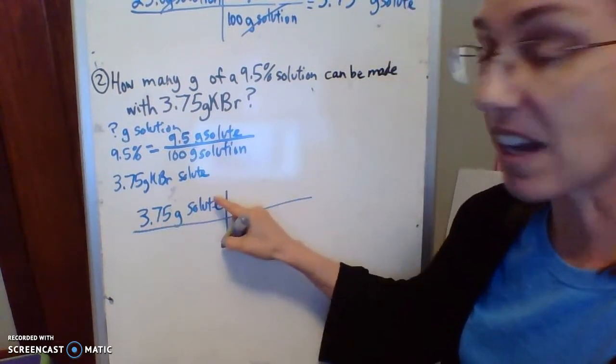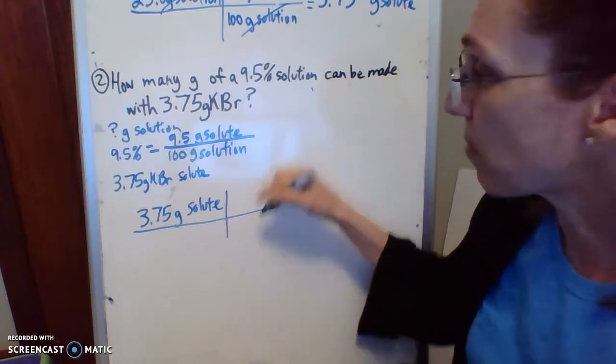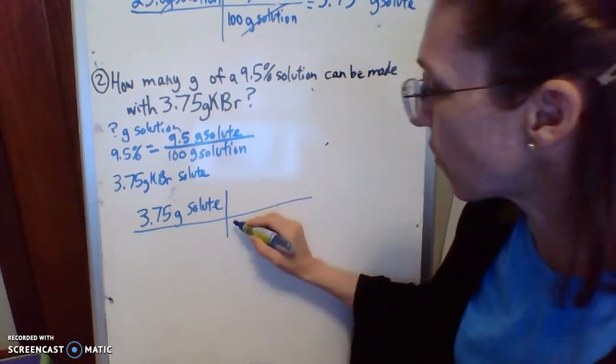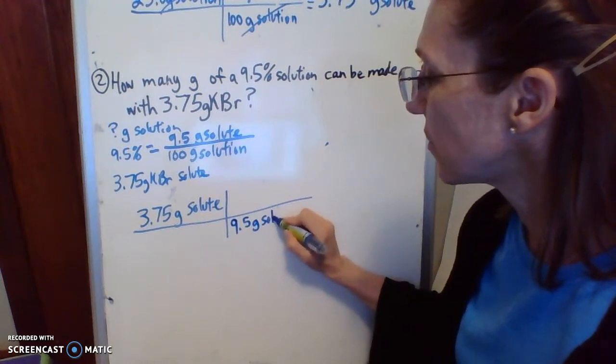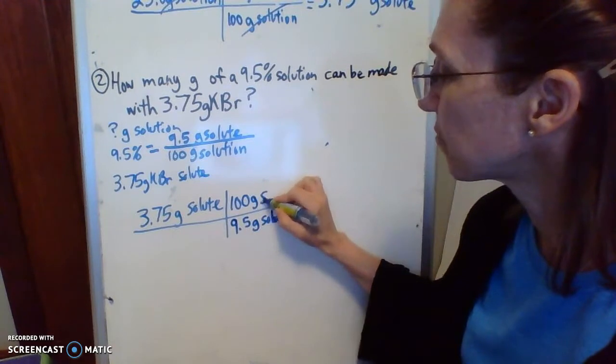Now in this case, solute's on the top, so where does it have to be to cancel out? Well, it has to be in the bottom. So if solute has to be on the bottom, we have to flip this over. It's 9.5 grams of solute. The thing on the other side of the line goes on the other side of the line.